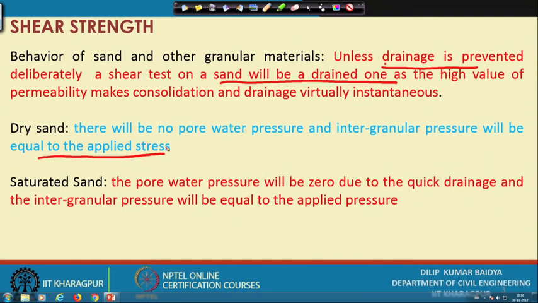And when it is saturated sand, the pore water pressure will be 0 due to quick drainage, if it is not prevented from draining, and automatically the intergranular pressure will be equal to the applied pressure, same as this, because of the porous or high permeability of the soil.